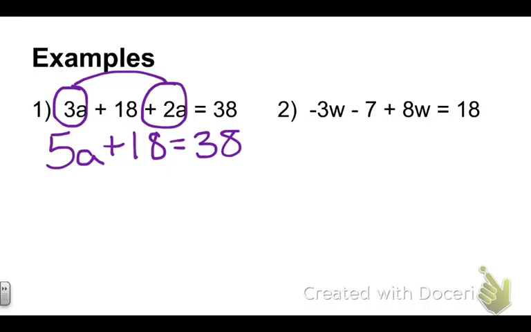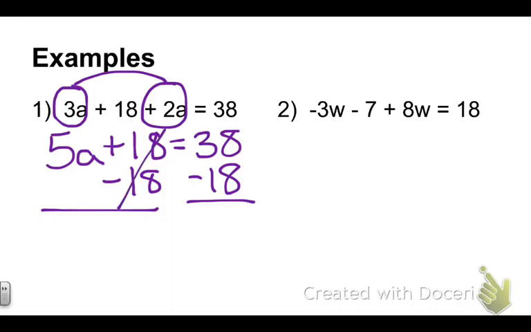Get rid of whatever's being added or subtracted first. Get rid of that plus 18. Do that by subtracting 18. Whatever you do to one side, do to the other. It's going to leave you with 5a is equal to 38 minus 18 is 20. And now it's a 1-step equation. A times 5 equals 20.